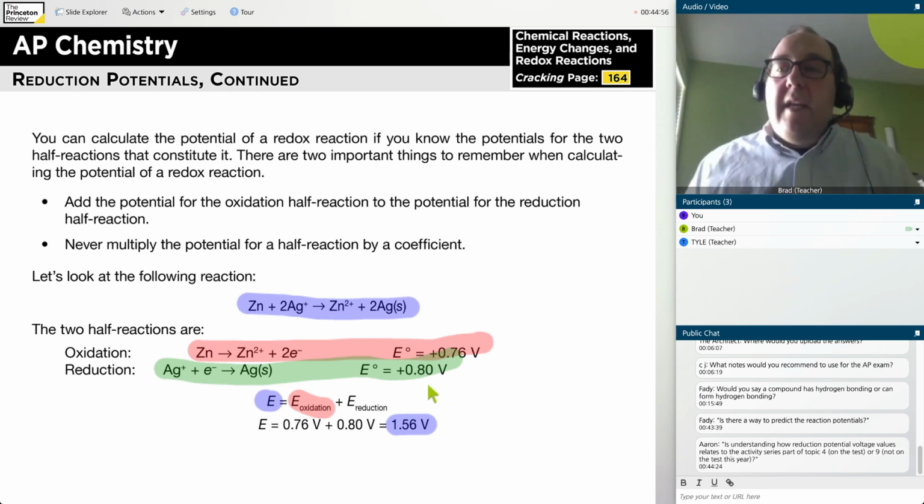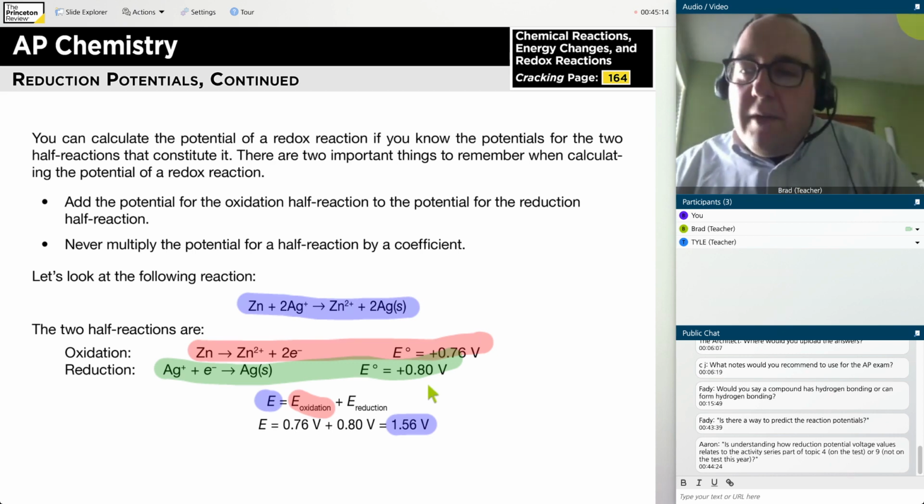Aaron is asking, is applying reduction potential of voltage to the activity series going to be fair game for the exam? If that's how I'm interpreting it. So, Aaron, I believe you're saying that the activity series is going to be in unit 9. So let me read your question more carefully.